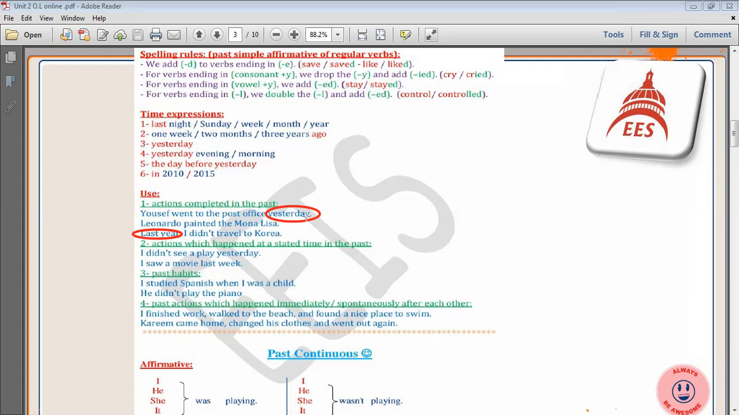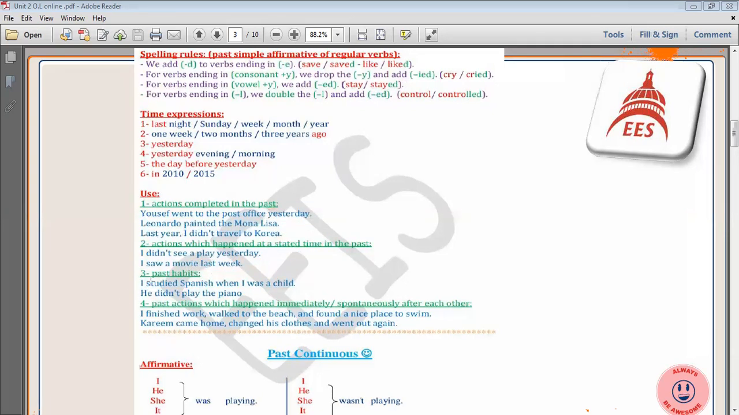So again, number one, we use the past simple tense to talk about actions that started and finished in the past. Number two, actions which happened at a stated time. What is the meaning of stated time? It means time that we know. I didn't see a play yesterday, okay? I didn't see a play yesterday. So the time here is stated. I saw a movie last week. Look, last week, stated time, okay?